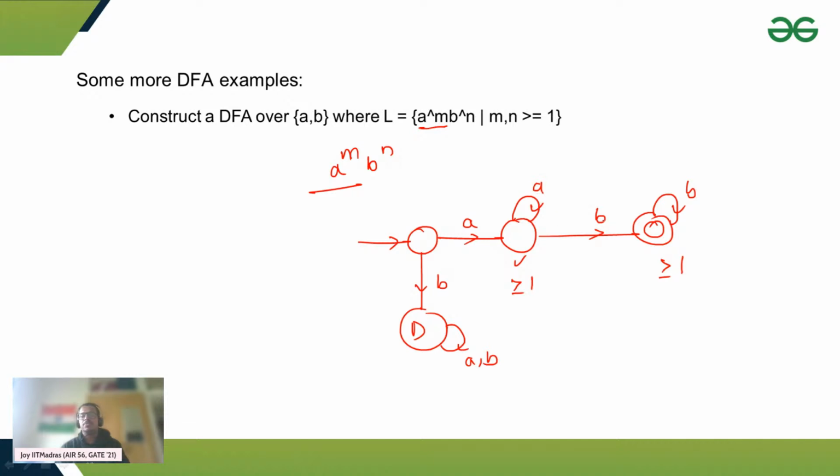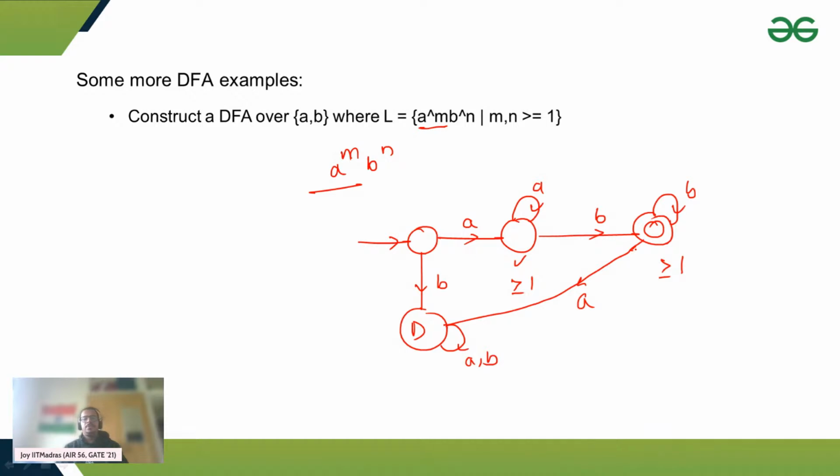We have defined for A, we have defined for B. Now at this end state, if we are getting A, then what will happen? After all the B's, we are getting an A. Okay, that means again it is a dead state. After B, if we are getting A, then again we will go to the dead state. Right? Because that is again not acceptable. All the A's should come first, then all the B's should come. Right? So this is our final DFA.